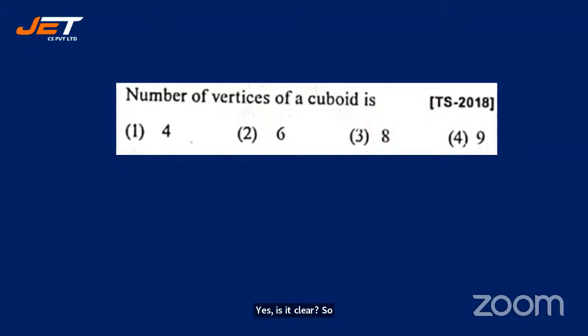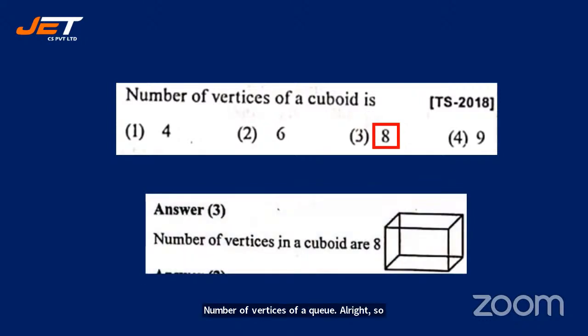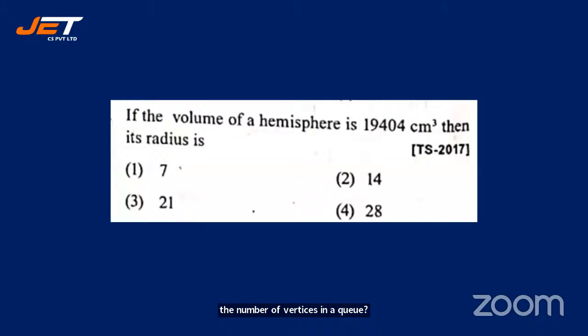Number of vertices of a cuboid is. So students, this is very simple. You can all answer. It's theory based. No working out is required. Yes, quickly give me your answers. Number of vertices of a cuboid is. All right. So it is 8. See, the number of vertices in a cuboid are 8. All right. See the next question.